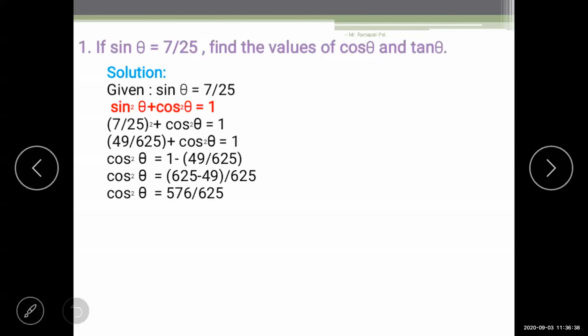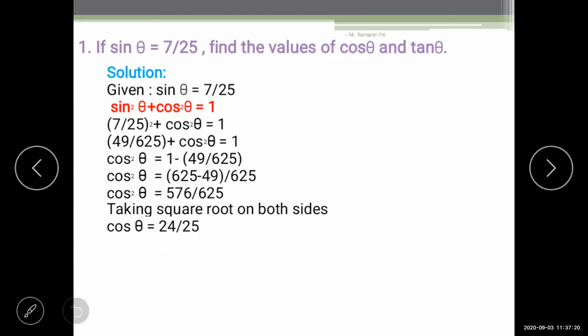Now take the square root, because cos square theta is there. So when the square goes to the right side, it becomes square root, or we can say we are taking the square root on both sides. So cos square theta will become cos theta, and root of 576 upon 625 is equal to 24 upon 25. Is it clear? So cos theta is equal to 24 upon 25.